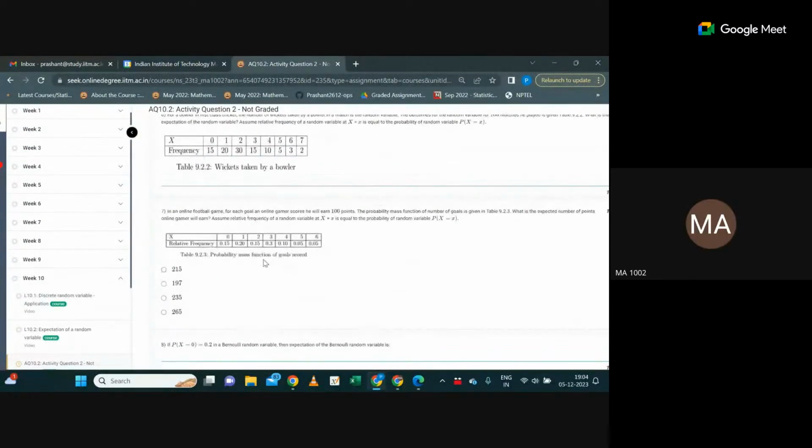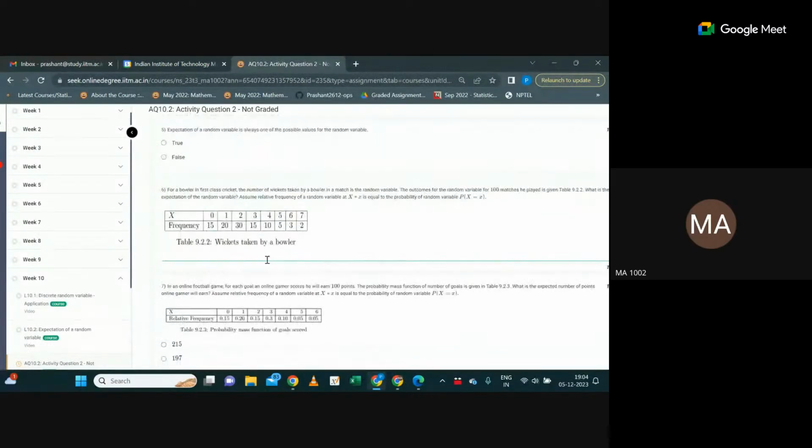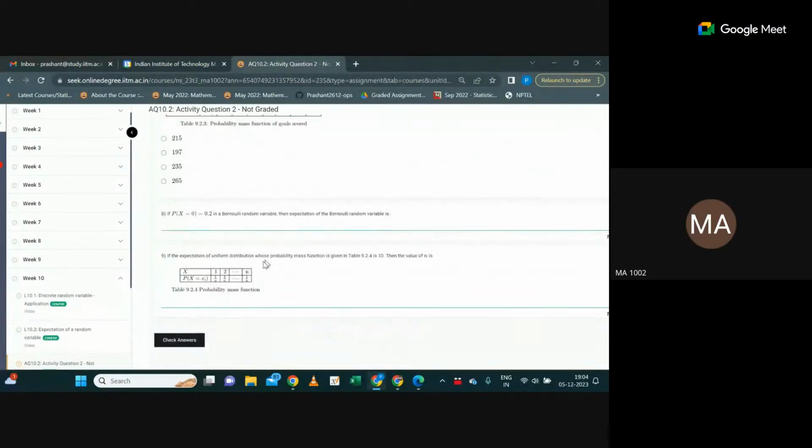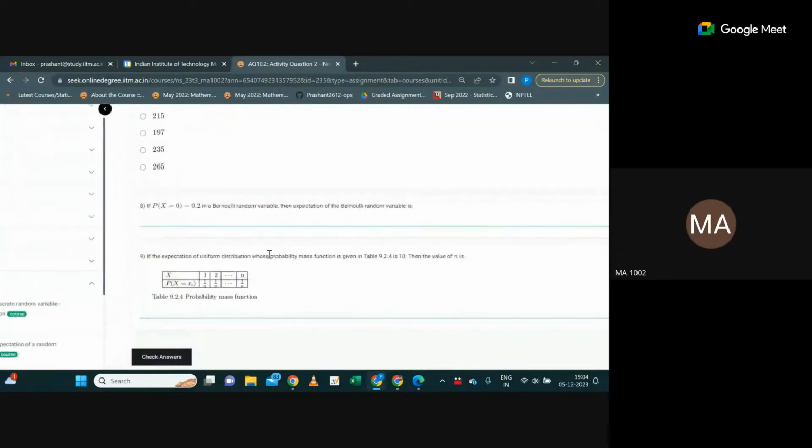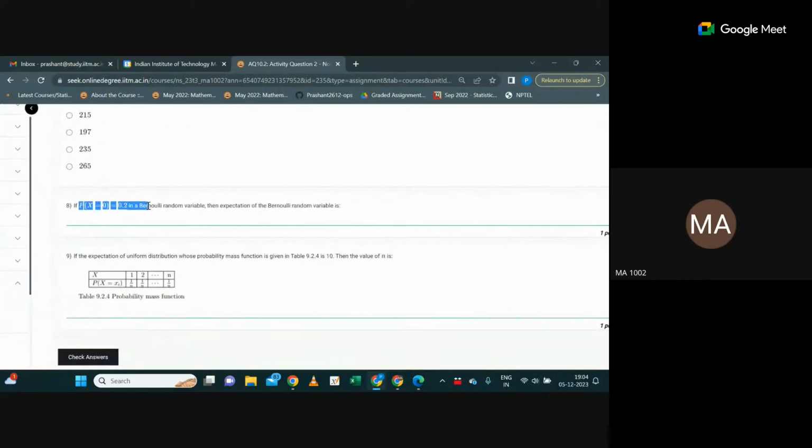Okay, what about this? Tell me. From here I can compute the expectation. Now let's do a quick question. If the probability that x equals 1 is 0.2 in a Bernoulli random variable, then what is the expectation of the Bernoulli random variable? I think you missed the Bernoulli. I have done Bernoulli; I took the example with the Bernoulli. Oh, okay.